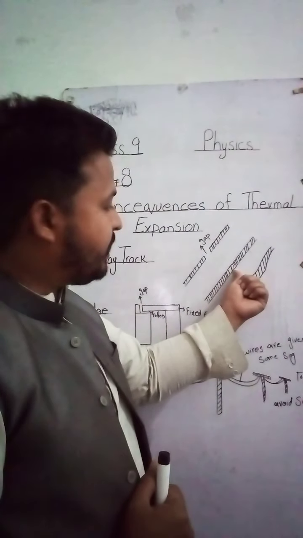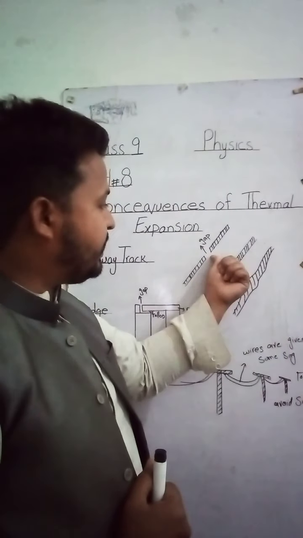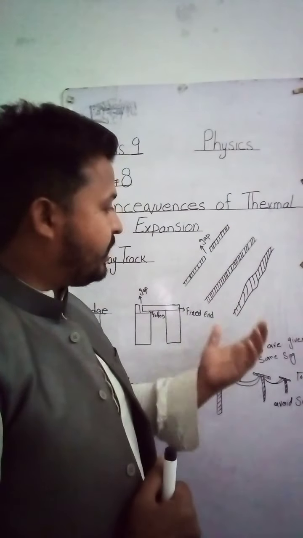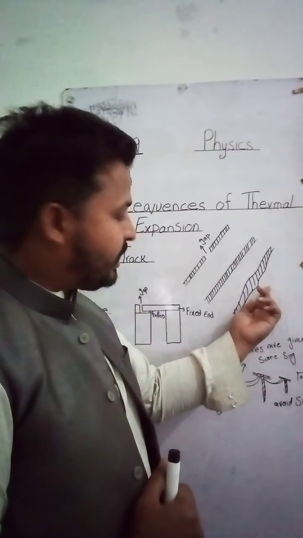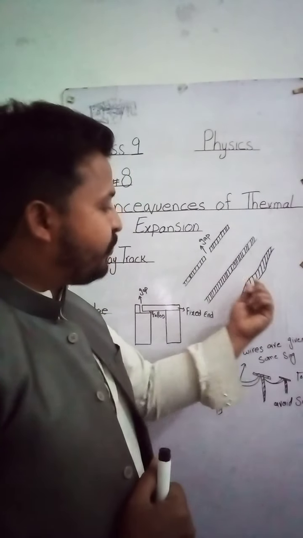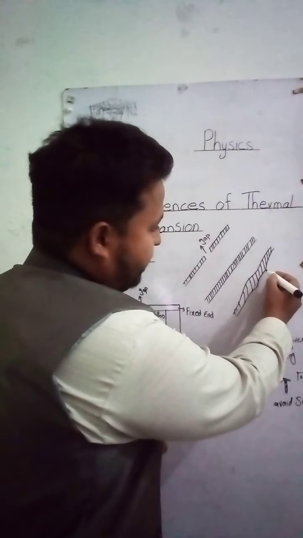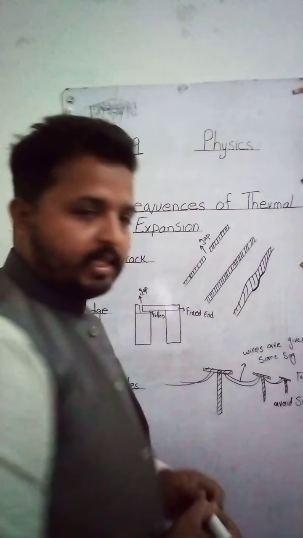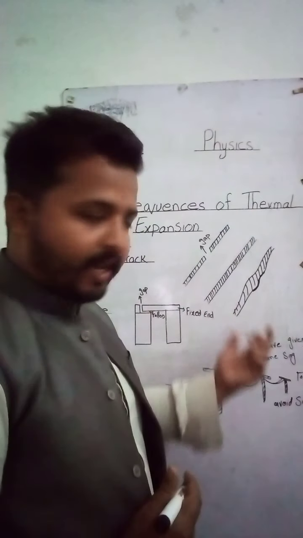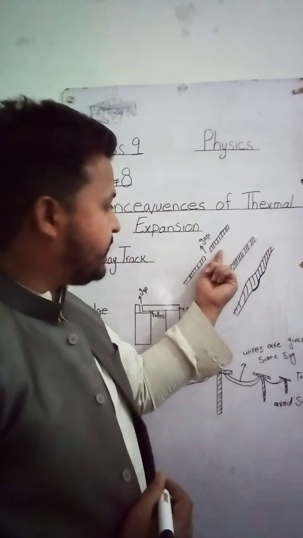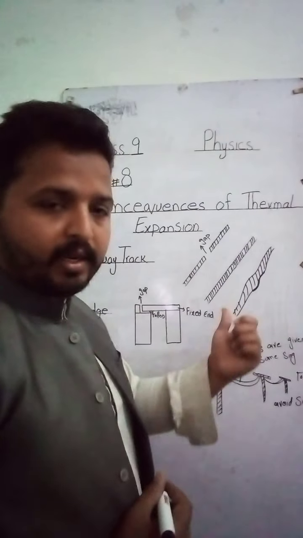For example, if these gaps are not left, then in summer the metal has to expand, but where will the expanded portion go? It will bend like this, which can cause serious accidents. So to avoid serious accidents, these gaps are left in railway tracks.